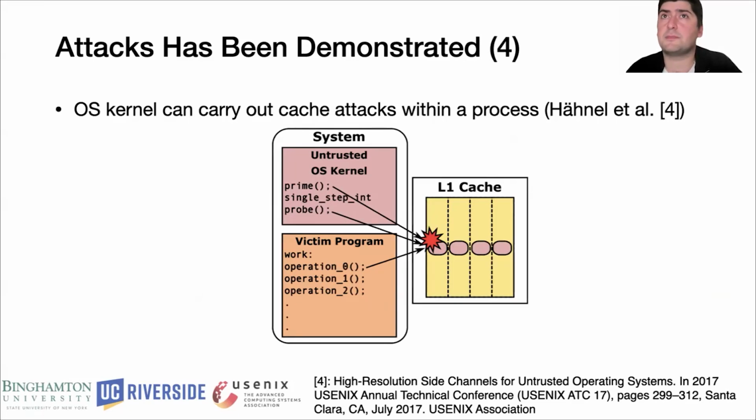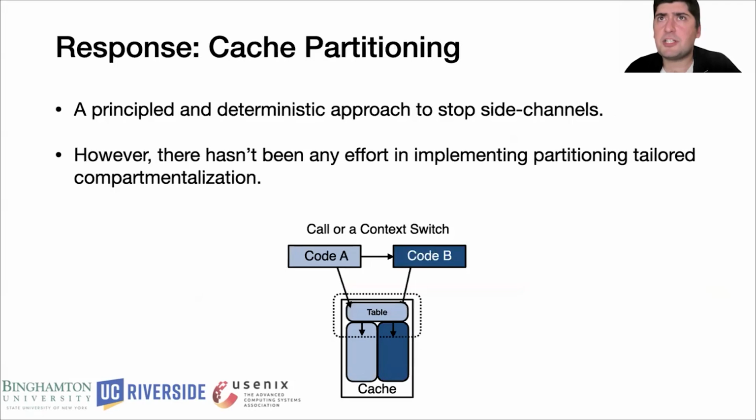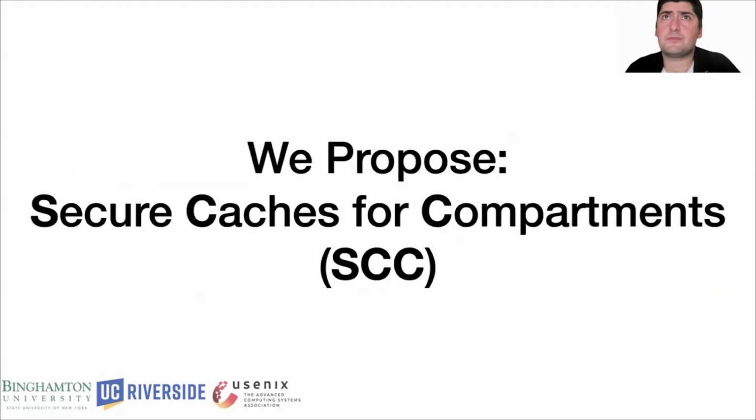Cache partitioning is a principled and deterministic method for blocking side channels. Each mutually untrusted code portion is isolated in the cache space. This way, an attacker's partition cannot collide with the victim's partition. But there has been no effort to implement side channel partitioning in compartmentalization systems. To adapt partitioning to compartmentalized software, we introduced secure caches for compartments, or SCC for short, a cache isolation mechanism that partitions the cache into domain-isolated regions.